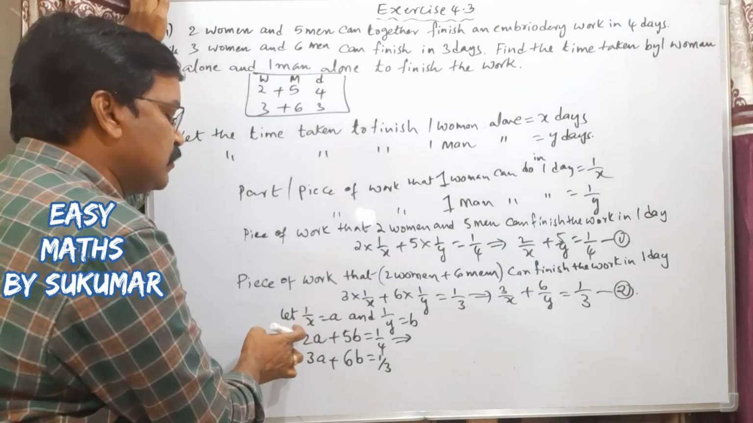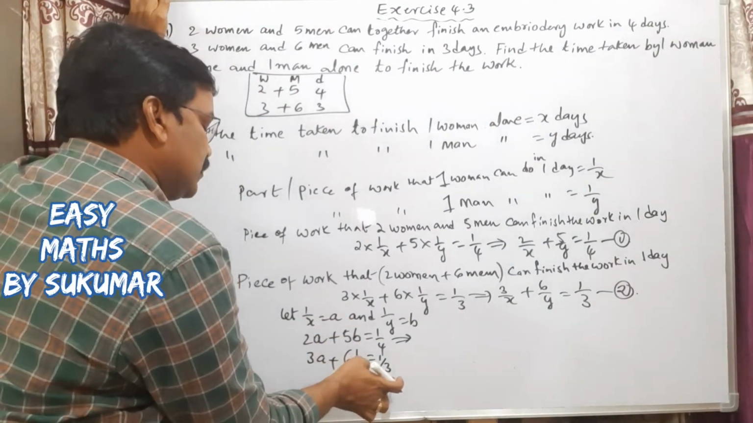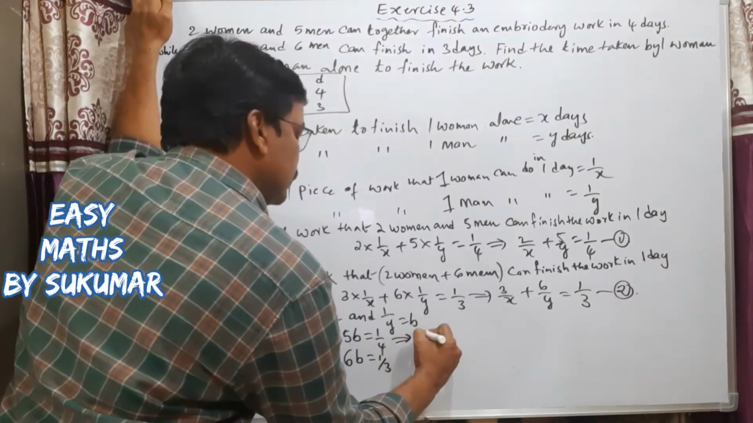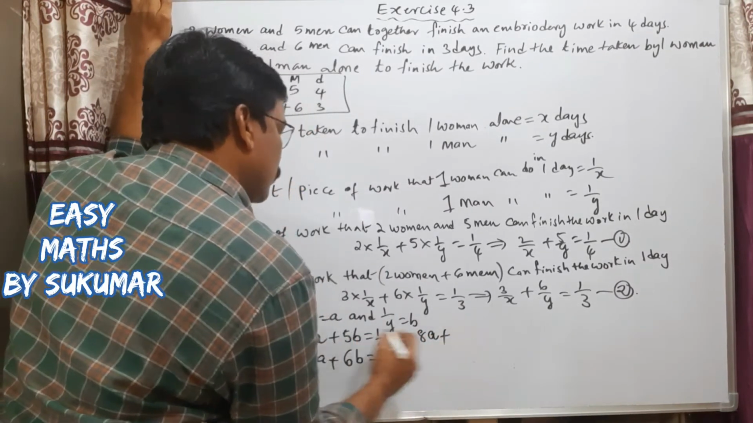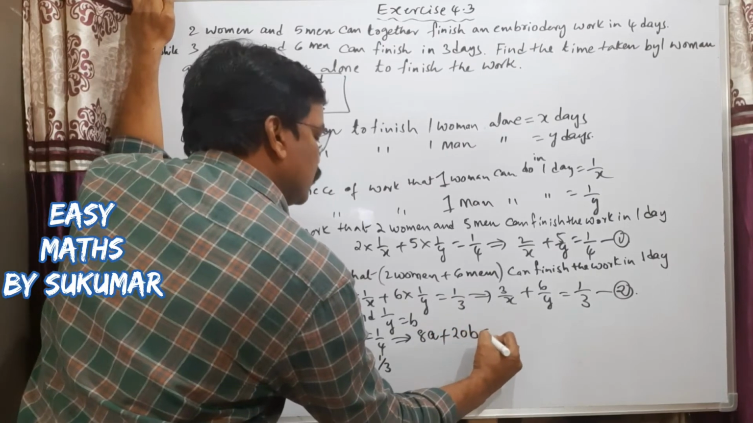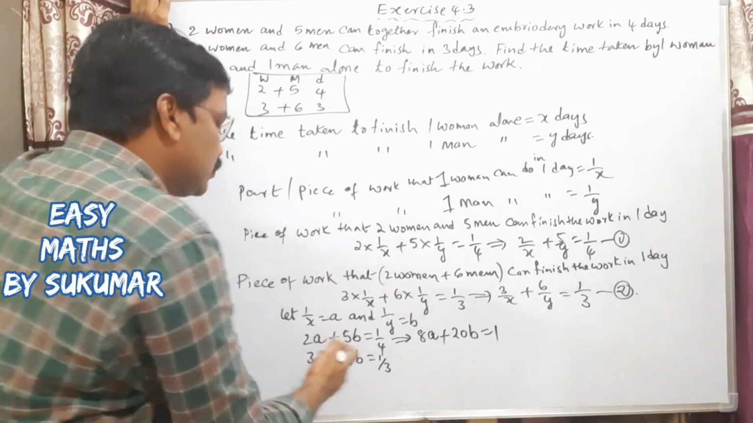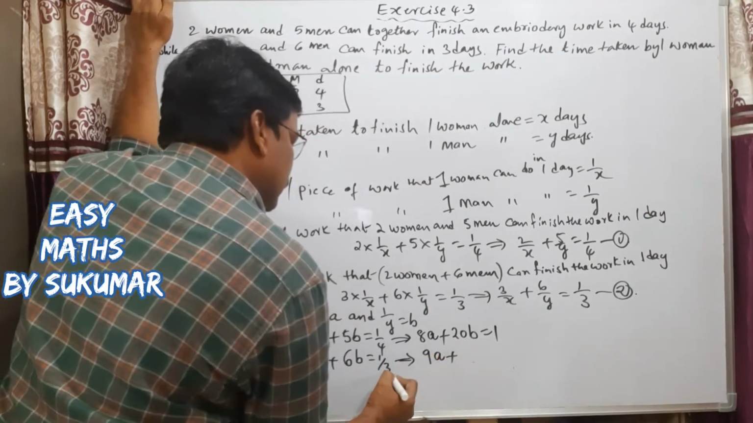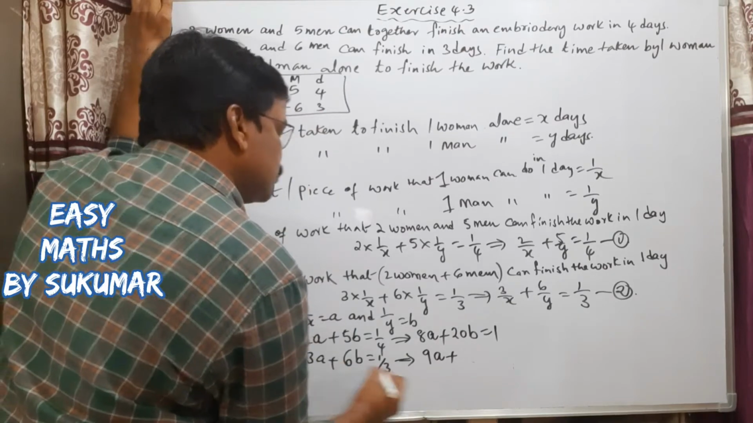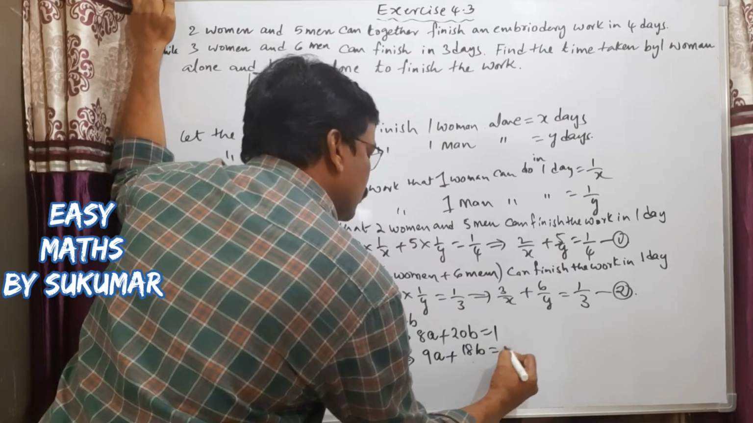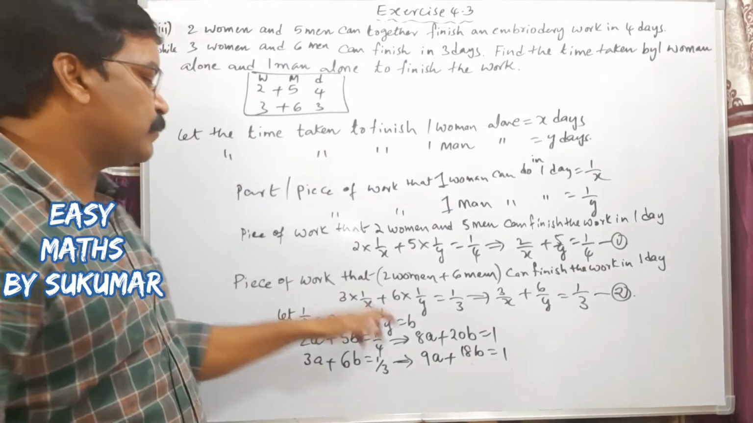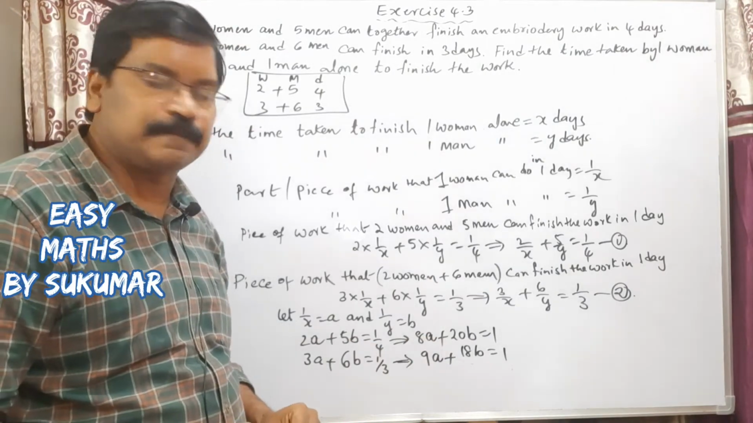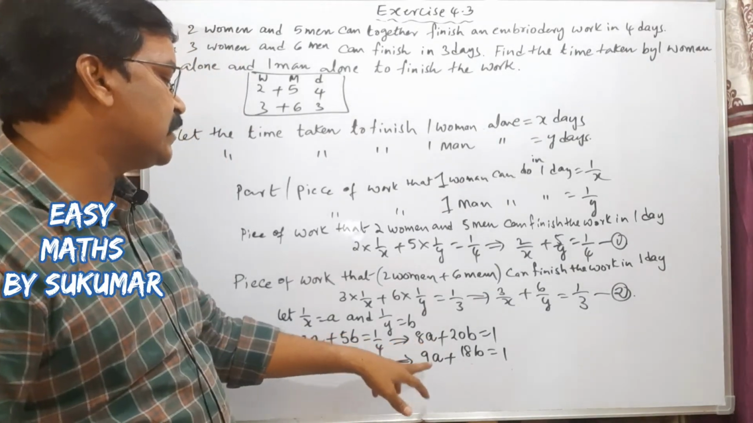Just multiply this 4 with 2a plus 5b and this 3 with 3a plus 6b. So 4 into 2a is 8a plus 4 into 5 is 20b is equal to 1. Similarly, multiply with 3. That implies 9a plus 3 into 6 is 18b is equal to 1. Now, if you observe the two equations here, the coefficients are different. Here it is 8, here it is 9.